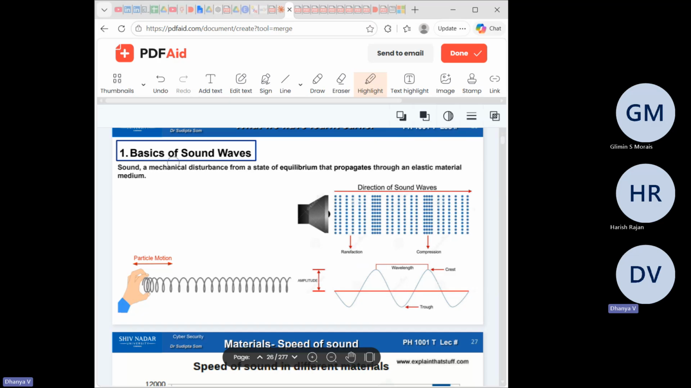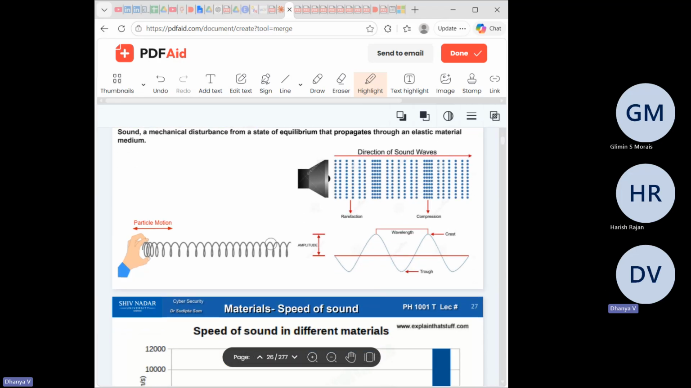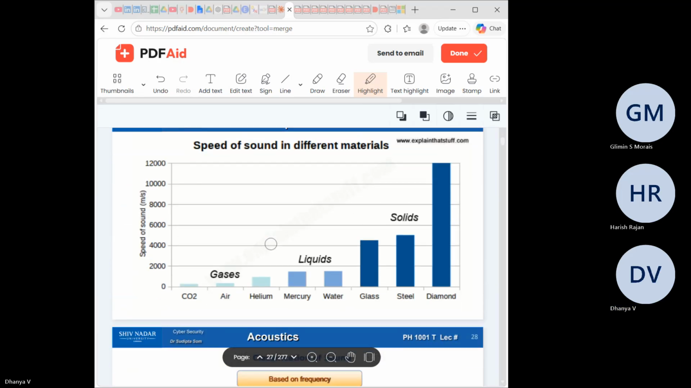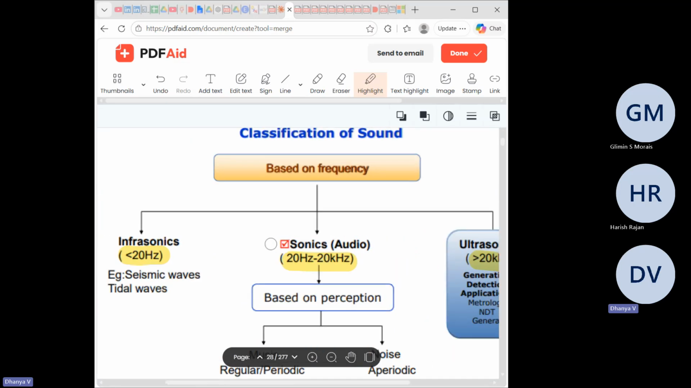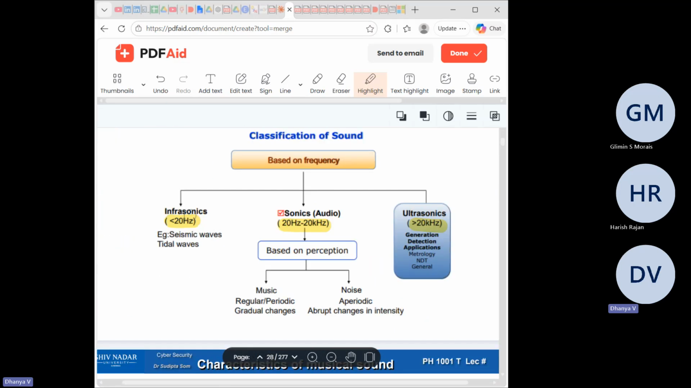Okay. So the basic of sound is a mechanical disturbance from a state of equilibrium that propagates through an elastic material medium. So initially, it is all still, right? Only when there is some amount of disturbance does a sound wave get generated. Okay, that is what they're trying to tell.